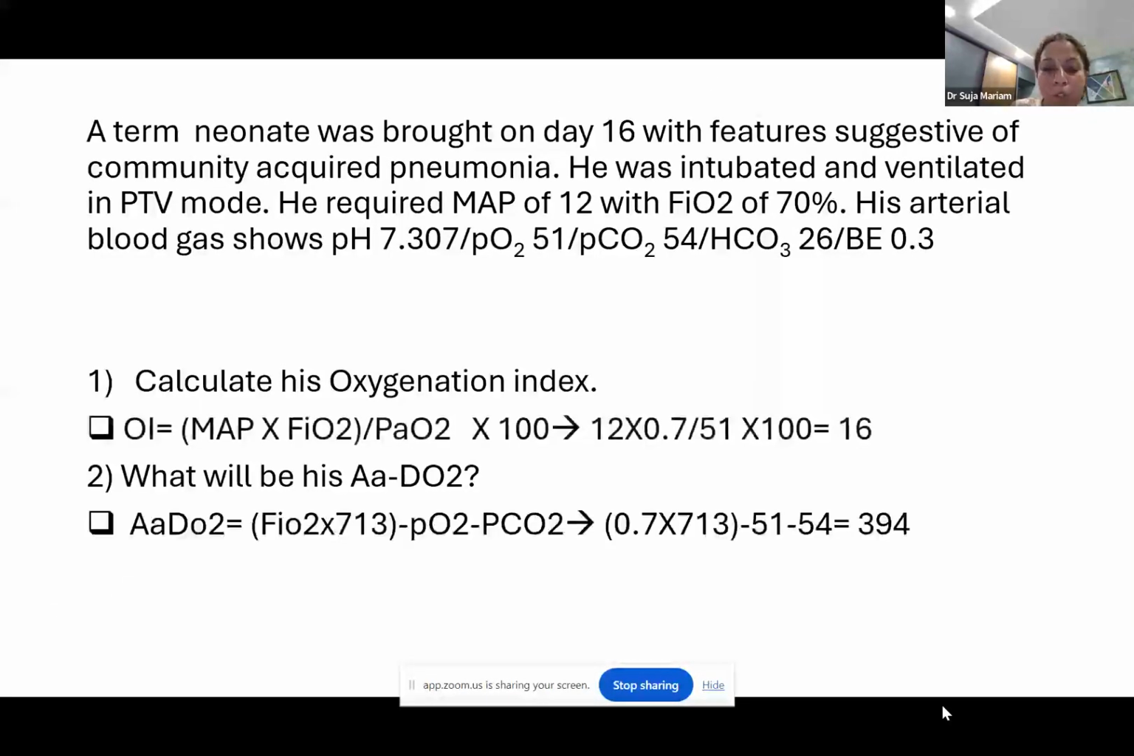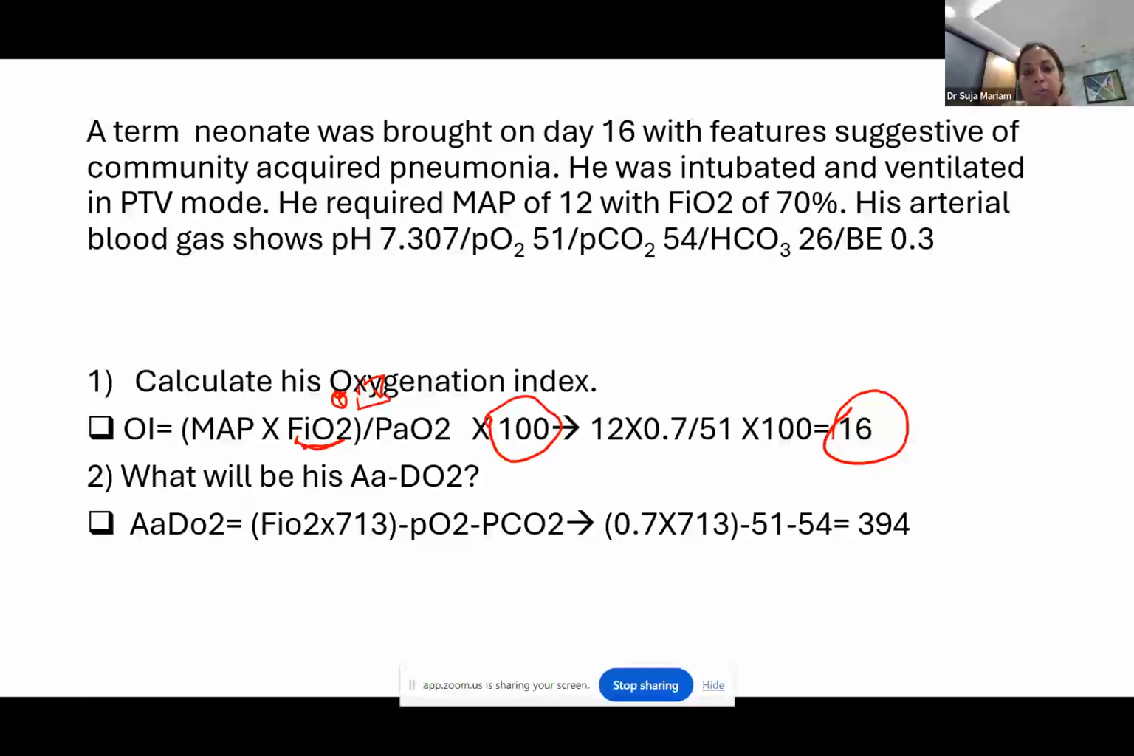So the formula for oxygenation index is MAP into FiO2 divided by PaO2 into 100. There is some confusion regarding whether you have to use this 100 or not. See, if you are using FiO2 in decimals like 0.7, then you have to bring the 100 into the formula. If you are using 70%, then you don't need that 100 in the formula. So when we calculated, the oxygenation index was rounded off to 16.